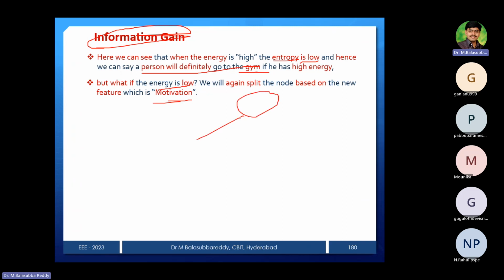What will happen with energy? Then you divide it into two things. You are dividing energy: one is high, and the second one is low. Then what do you have to check? If energy is low, again you have to divide. This one is motivation. So motivation again we are splitting, into three parts. Like that, this is the way we keep on splitting.